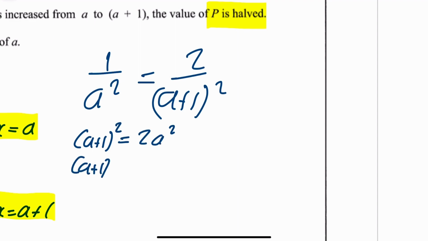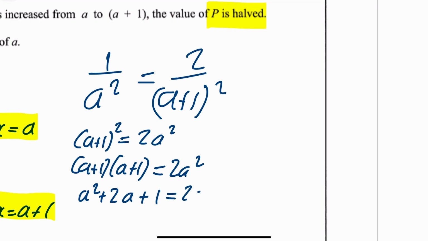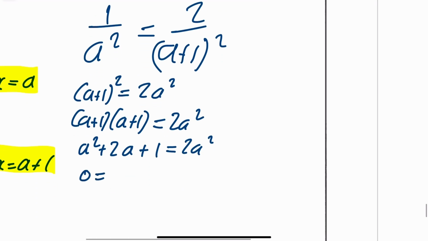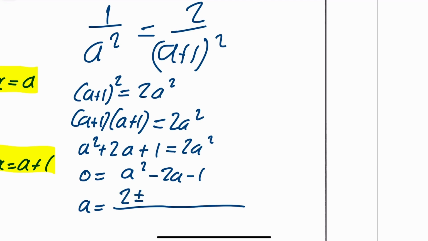If you multiply your (a plus 1) out, you'll have (a plus 1)(a plus 1) is equal to 2a squared. Do that out, you'll have a squared plus 2a plus 1 is equal to 2a squared. Bring it all to one side, I'll bring it to the right hand side. You're going to have 2a squared minus, no, you're not going to have 2a squared, you're going to have a squared minus 2a minus 1, which means a is equal to 2 plus or minus the square root of 2 squared minus 4ac, 4 times my a, which is 1, times my c, which is minus 1. And that's all divided by 2.